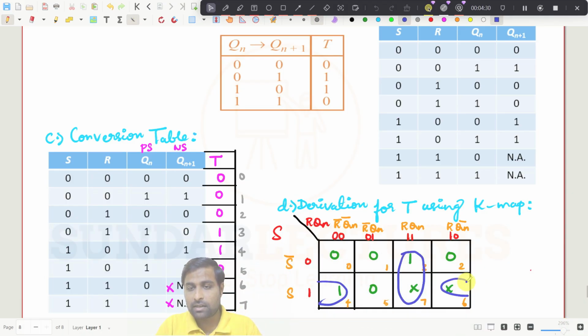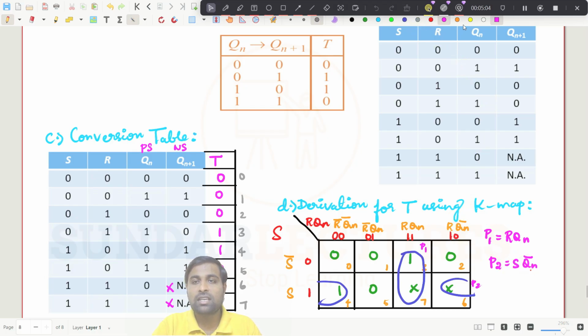So these two as another pair. So pair number 1, so I will write the expression here. This is pair number 1 and this is pair number 2. For pair number 1, what should be the expression? The expression for pair number 1 is RQN, and for pair number 2, what is the expression? You have to take this S as it is, and you can see the common term, it is QN bar.